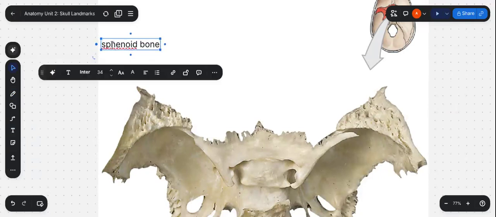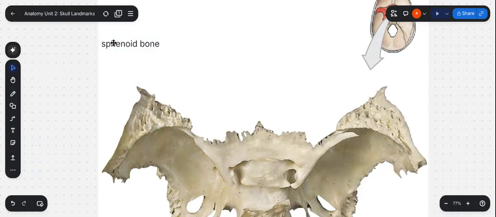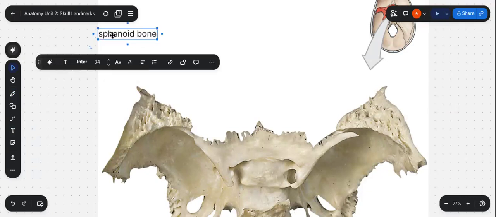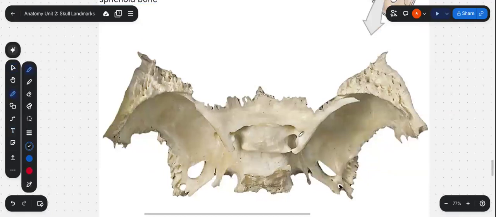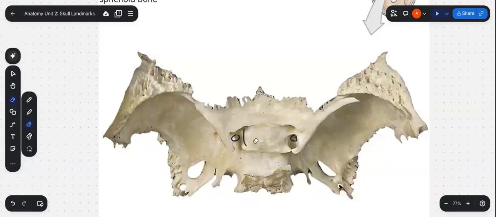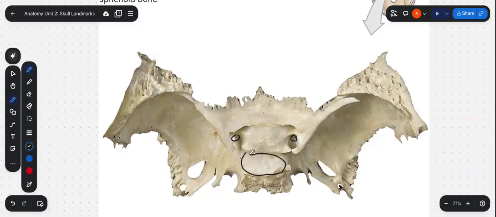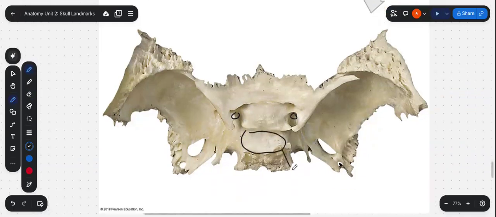Important parts of the sphenoid bone include your optic canals, which once again, are going to be the little holes, which are going to be here and here. Then you have your sella turcica, which is the indent region over here. That's your sella turcica.